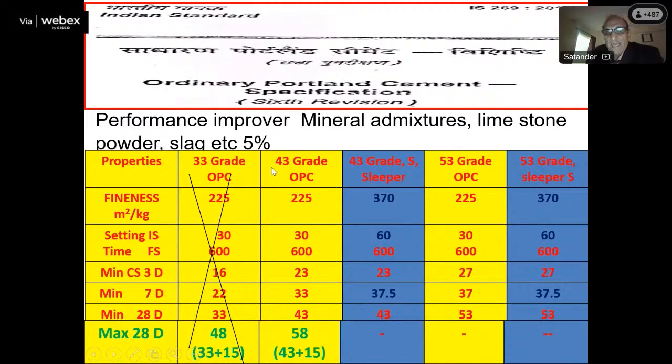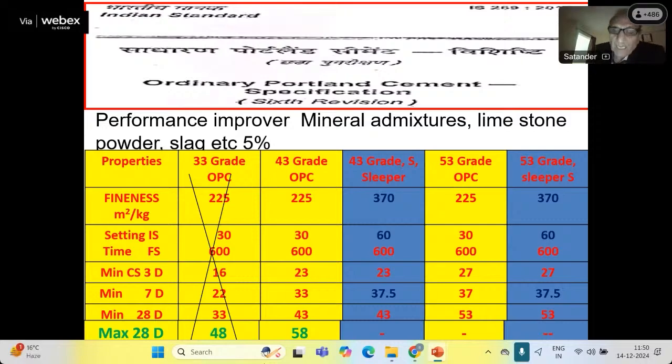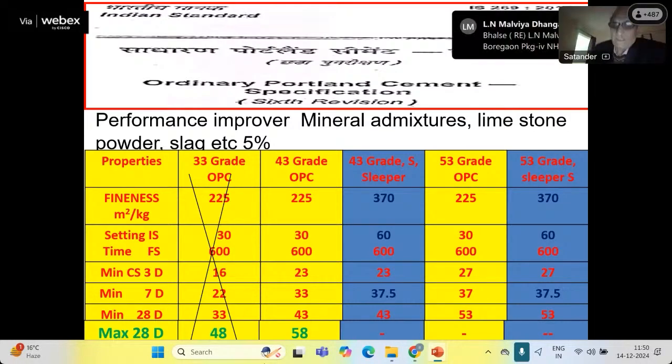Now every OPC cement has up to 5% fly ash, slag or lime powder as a performance improver, marked black in color. Please remember, any strength more than 15 megapascal above the grade is rejected today. Why? If your 43 grade cement is giving a strength of 59, that cement is rejected today. The reason is it will create more variation in the concrete. Maximum variation allowed is plus minus 15%. So any strength more than 15 megapascal is rejected. Please remember this point also.